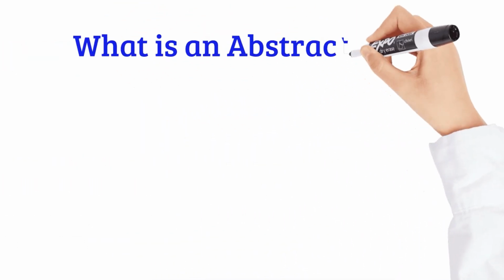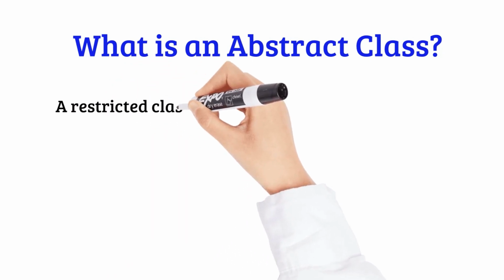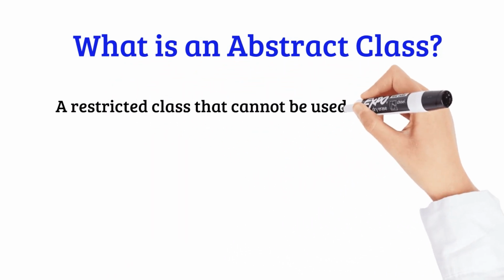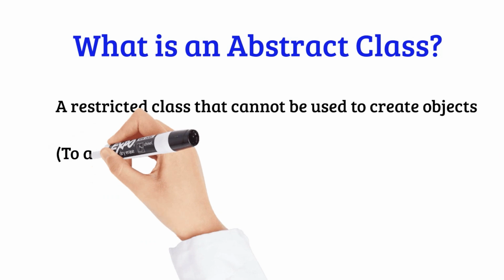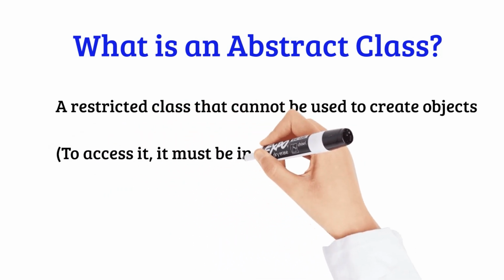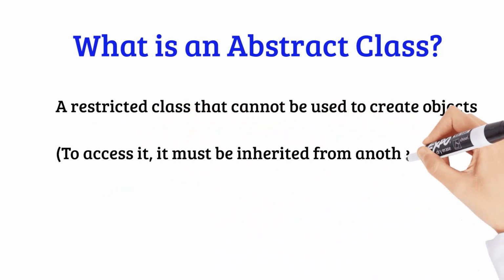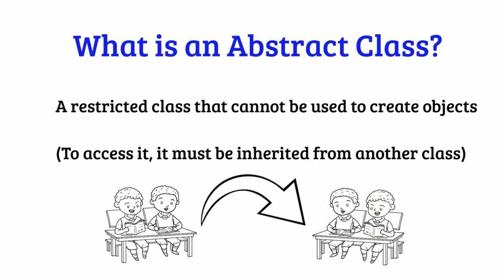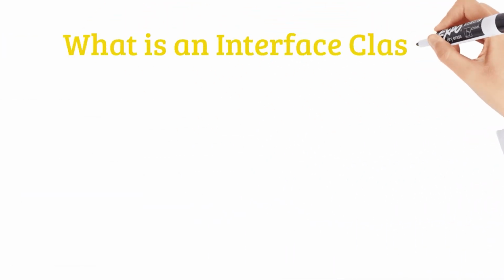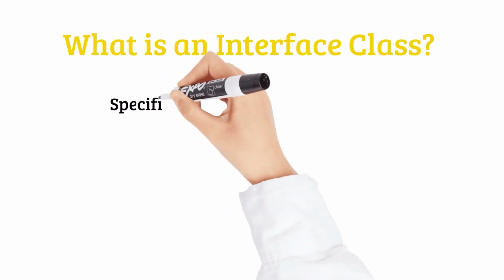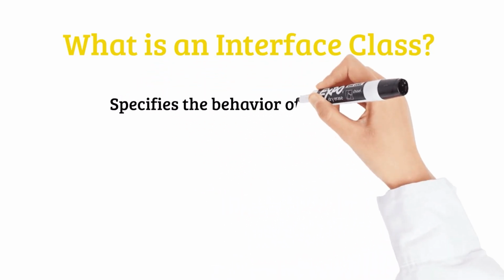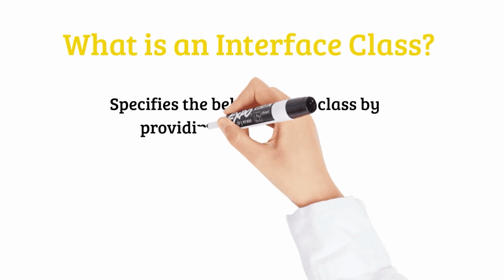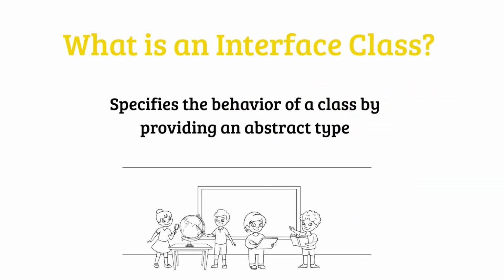What is an abstract class? An abstract class is a restricted class that cannot be used to create objects. To access it, it must be inherited from another class. What is an interface class? An interface class specifies the behavior of a class by providing an abstract type.